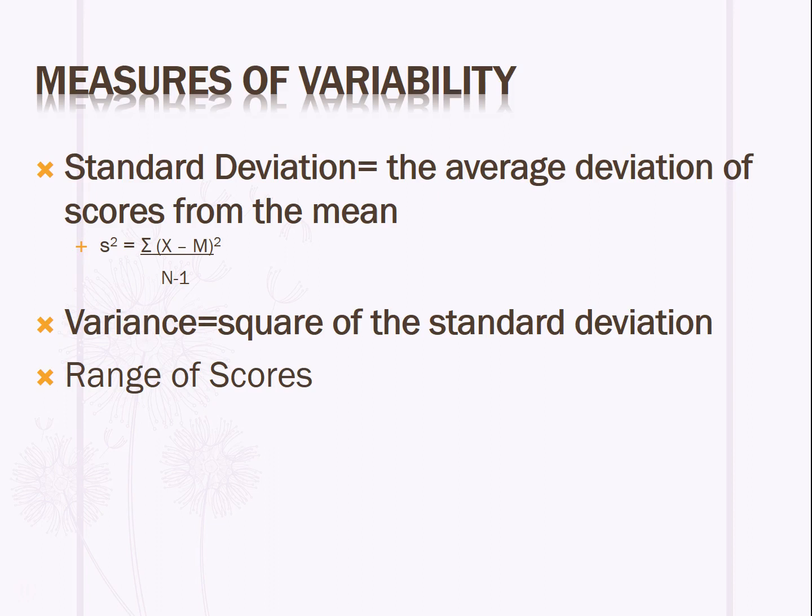Range of scores is the difference between the upper real limit of the largest maximum x value and the lower real limit of the smallest minimum x. It is quick and easy to calculate, but very unstable.